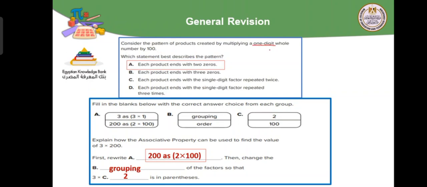So if I have only one digit, I multiply it by 100 to get what? Yeah, the result. If I write here 2, this is one digit, multiplied by 100, so I get 200. So this will have 20. Okay, this is an example for all of you. So the statement is each product ends with 2 zeros.